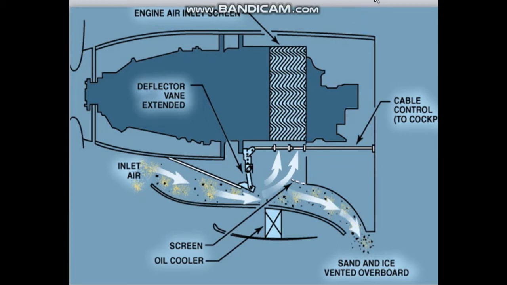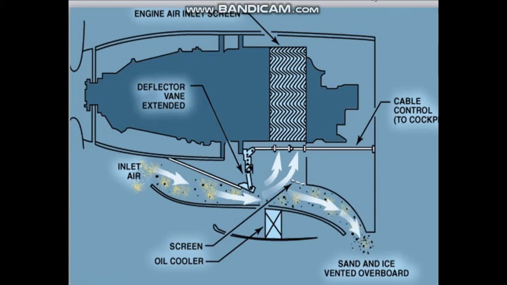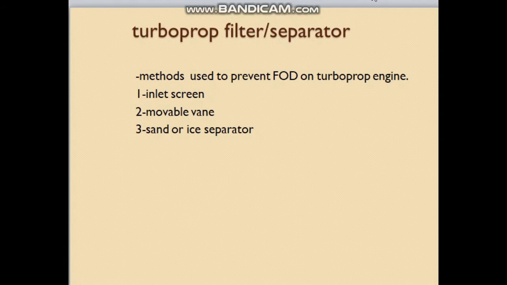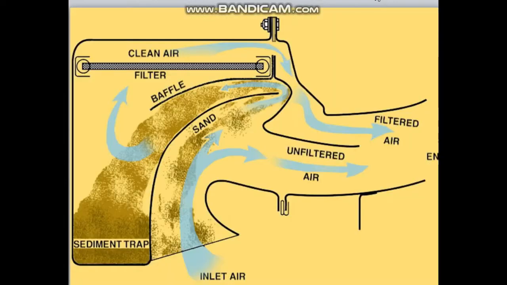The third method that is used is the sand or ice separator. This is another device that helps prevent foreign object damage, and it includes a basic design that consists of an air intake with at least one venturi and a series of sharp bends like these bends.